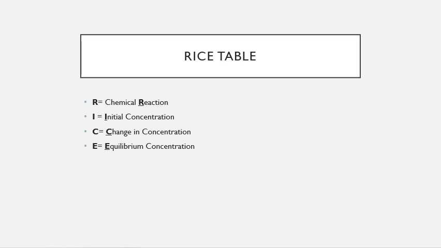It's your coefficients. However, with the RICE tables, you have to remember to check your Q versus your K to see which direction the reaction is going to progress. So unlike the stoichiometry, the C will not always be a negative for the reactants and a positive for the products. You must check the way the reaction shifts to establish equilibrium. And finally, E will be your equilibrium concentration.